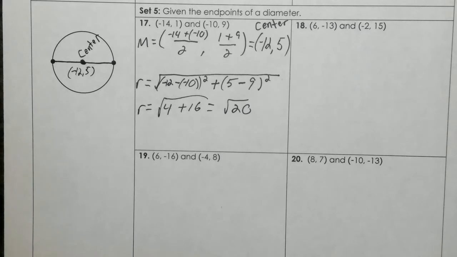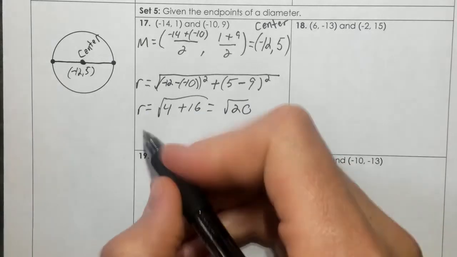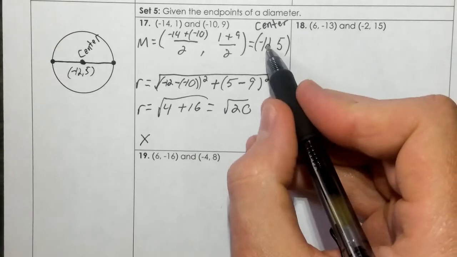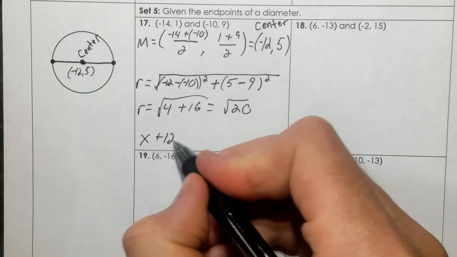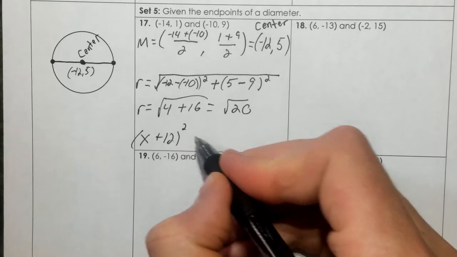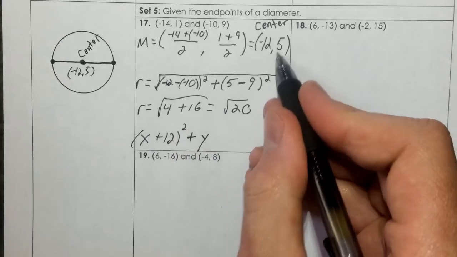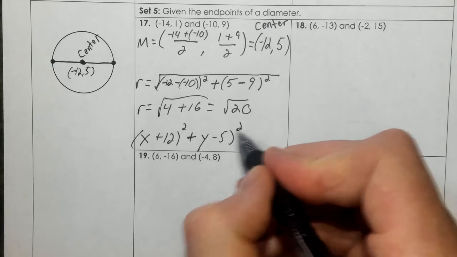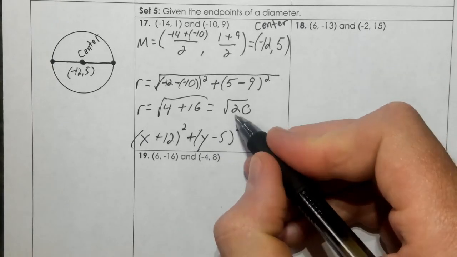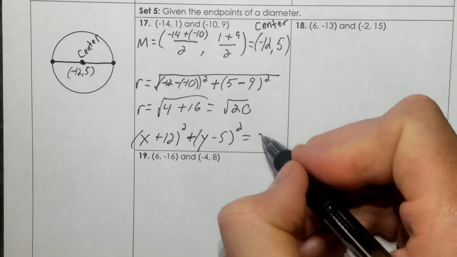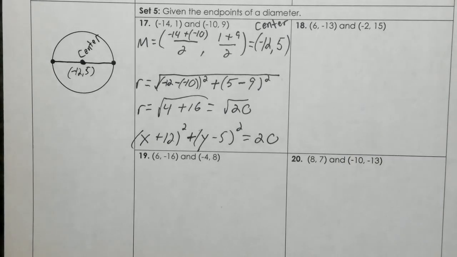Now I need the center to do my circle formula. Our center was negative 12, 5, so x plus 12 squared plus y minus 5 squared equals the square root of 20 squared, which is 20. Okay, so 18, 19, and 20 all work pretty much the same way. So take some time and see what you can do with those.